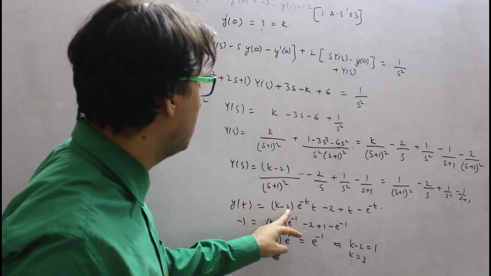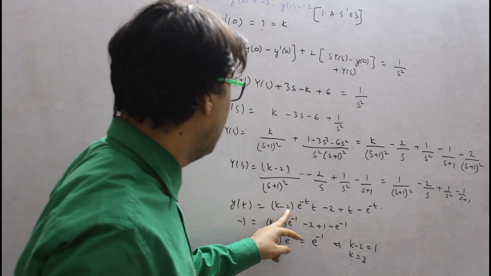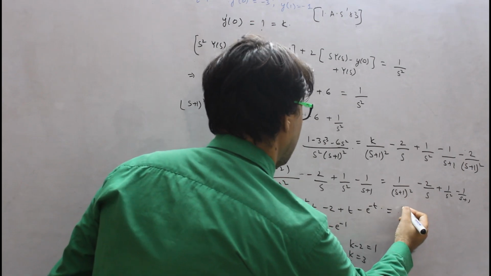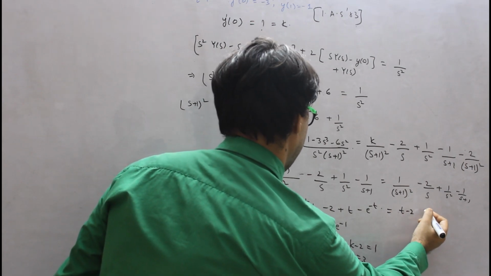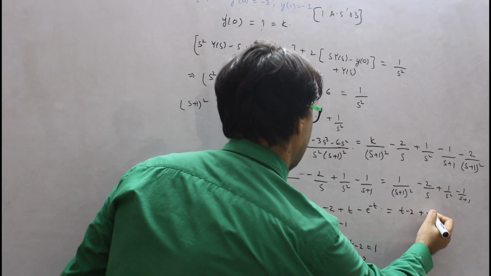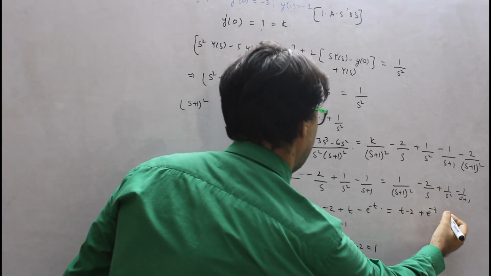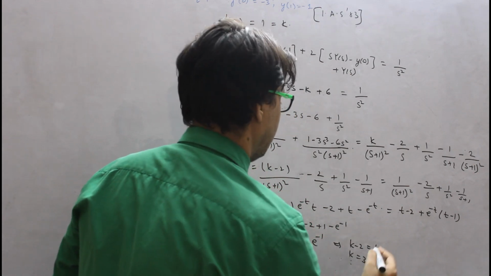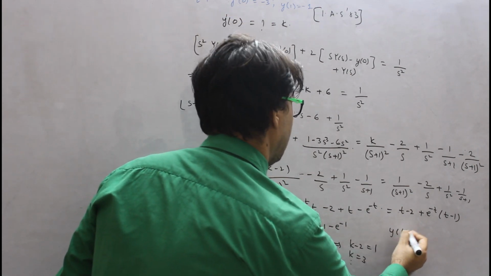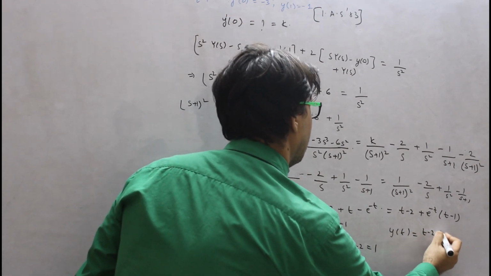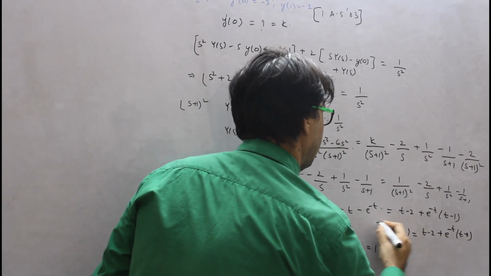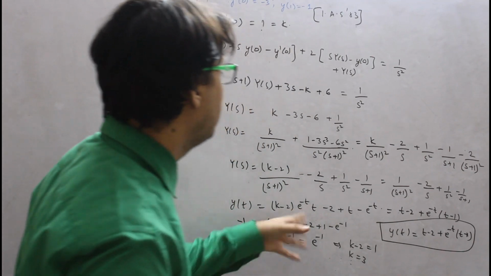plug it here. K minus 2 is how much? Again 1. So I can write straight away t minus 2 plus e to the power minus t minus 1, if we are arranging it like this. So our answer is y of t is equal to t minus 2 plus e to the power minus t minus 1. So this solves our problem.